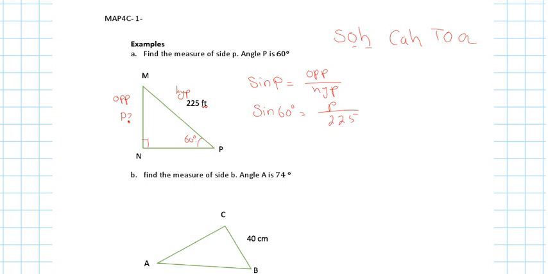So what do you do to solve for side P? Bring the 225 to the left side. And then what do I do with it? Multiply. Perfect. Because there is a division here, if I bring it to the other side, I have to multiply. So it's going to be 225 sine 60, which equals P.